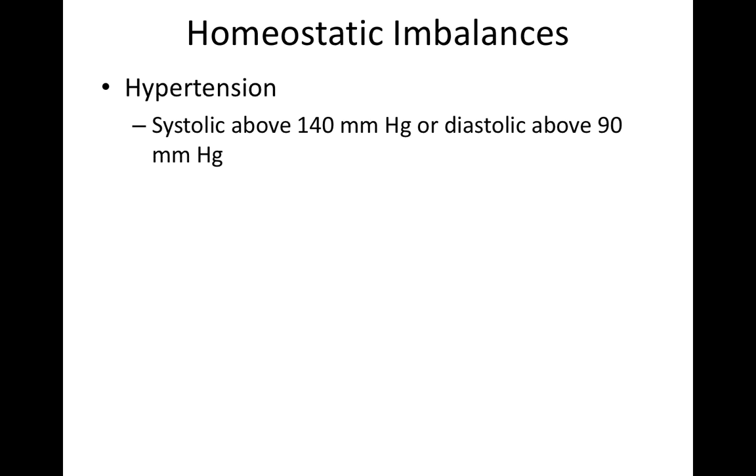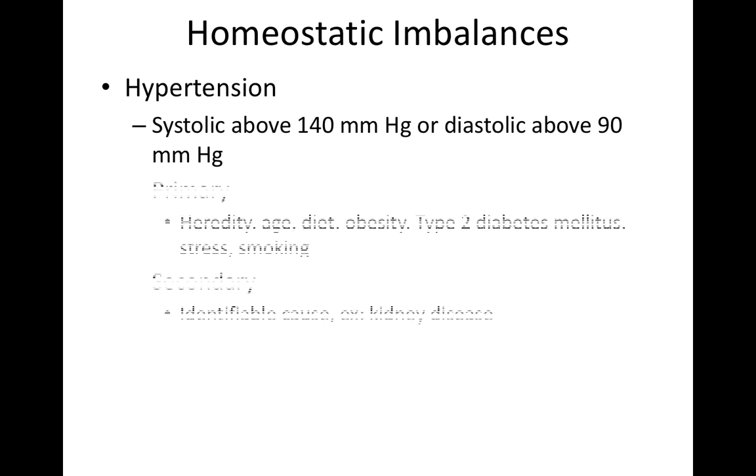Now, the imbalances that I've been talking about. Hypertension is when systolic is above 140 or diastolic is above 90 over many readings. A lot of people have what's called white coat hypertension. They get nervous at the doctors, and so their blood pressure registers higher. So before we diagnose somebody with hypertension, we want to see that the readings are occurring multiple times.